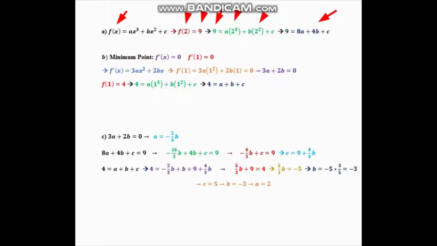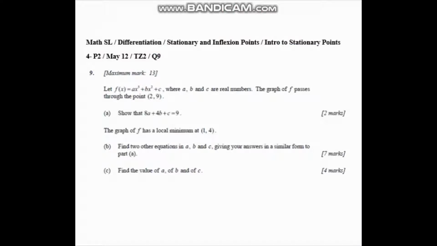So let's check question B. The graph of f has a local minimum at (1, 4), and we need to find two other equations in a, b, and c. Since the graph has a local minimum at this point, we can derive two pieces of information. First of all, the graph passes through this point. Hence, when x equals 1, y equals 4. So we shall repeat the same procedure we implemented in A, however using 4 instead of f of x and 1 instead of each x.